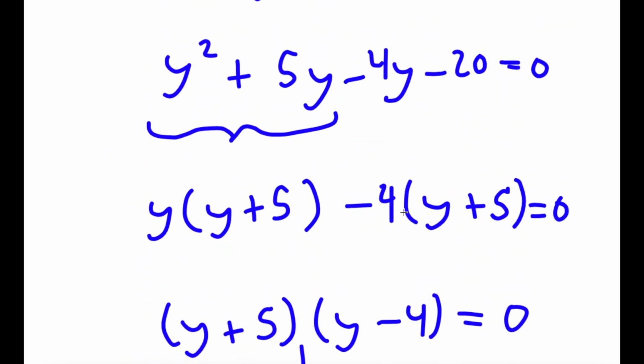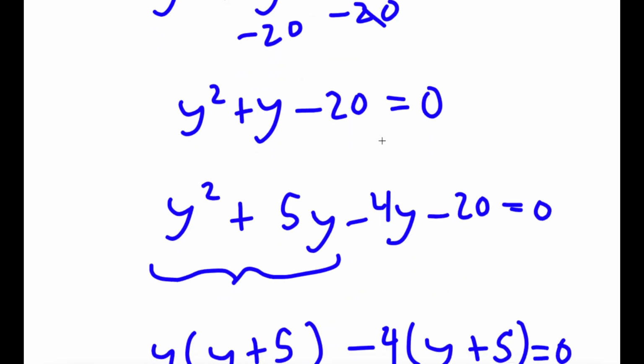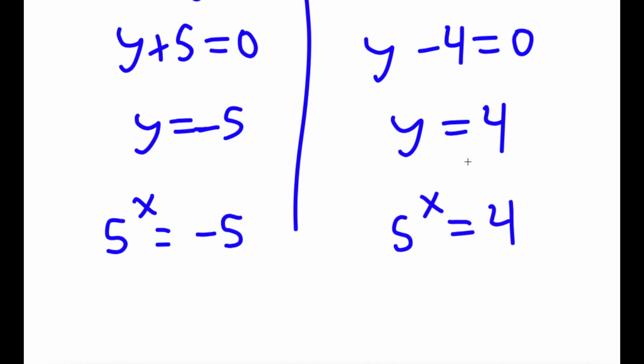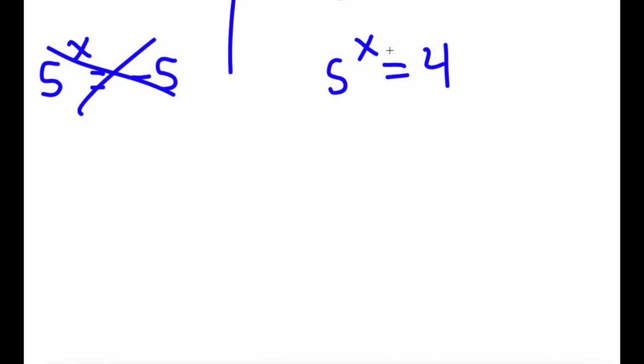Now, remember how we let 5 to the power of x equal to y. So now this is going to give me two equations. I have 5 to the power of x is equal to negative 5, and I have 5 to the power of x is equal to 4. So first off, 5 to the power of x equals negative 5. Well, I can't take the power of a positive number and make it a negative number. So this is wrong. This equation is wrong. So now this leaves me with 5 to the power of x equals 4.